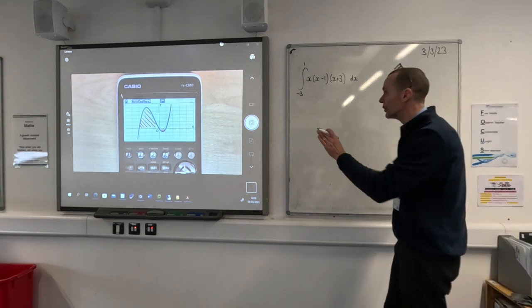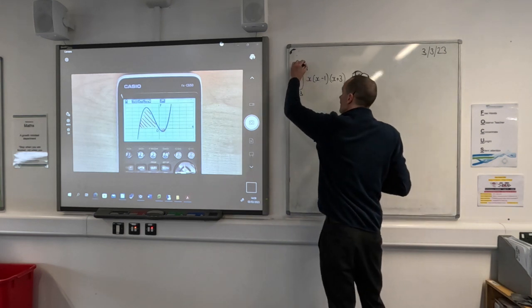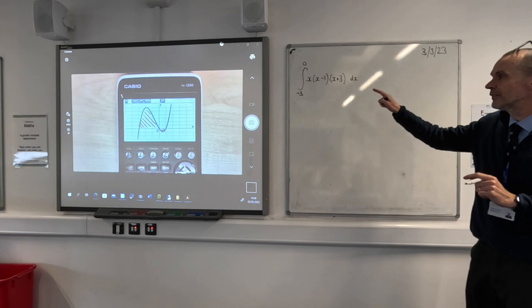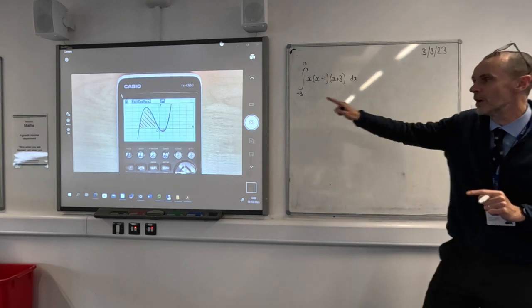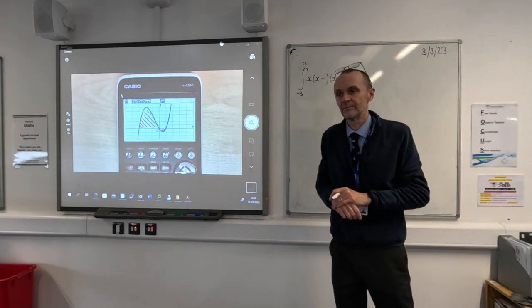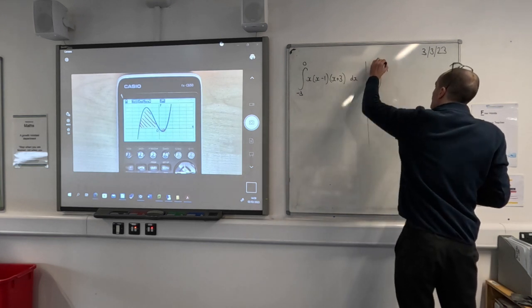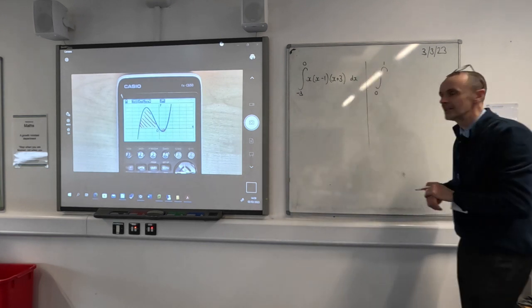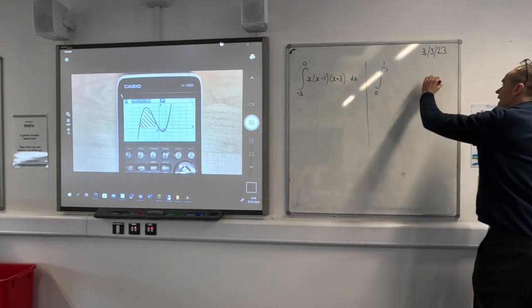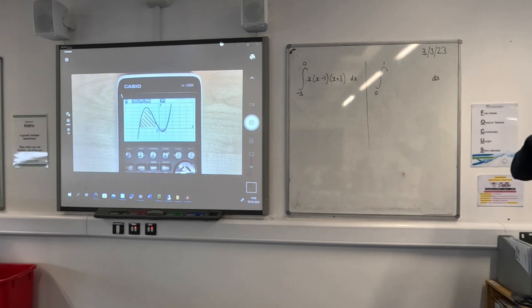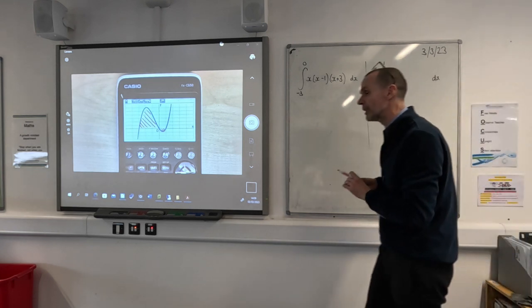Instead, what I've got to do is do it as two separate integrations. That one, from -3 to 0, I know is positive. This one, from 0 to 1, I know is going to be negative, but I'm going to ignore the sign and just take its magnitude, its size. So we have to do this as two separate integrations.